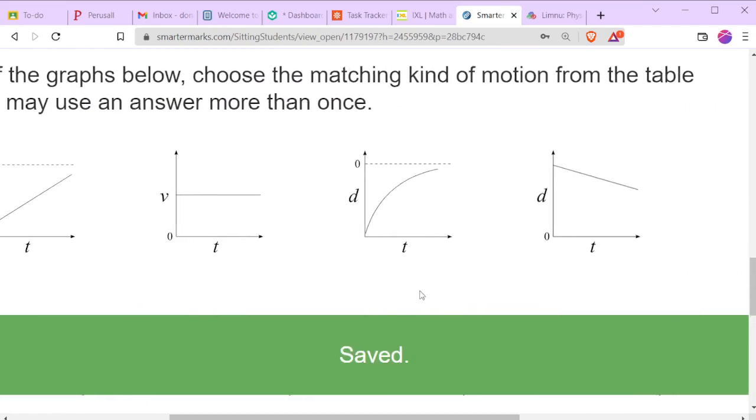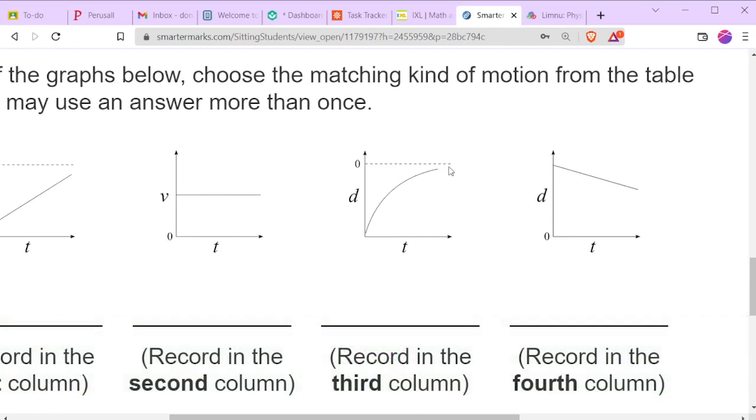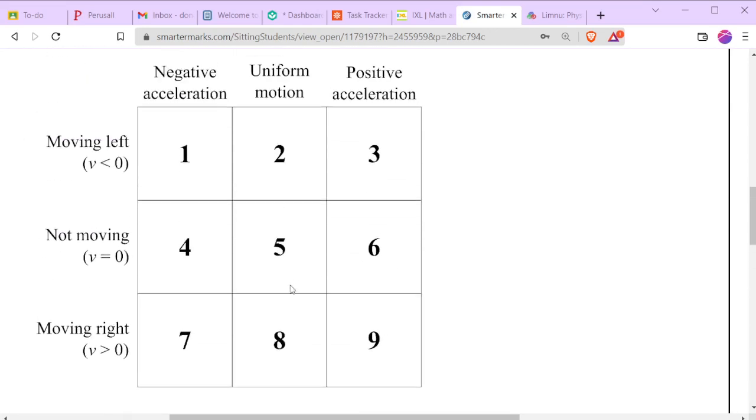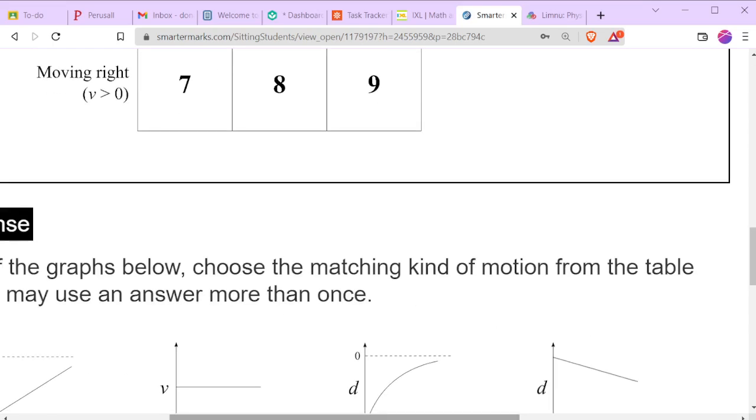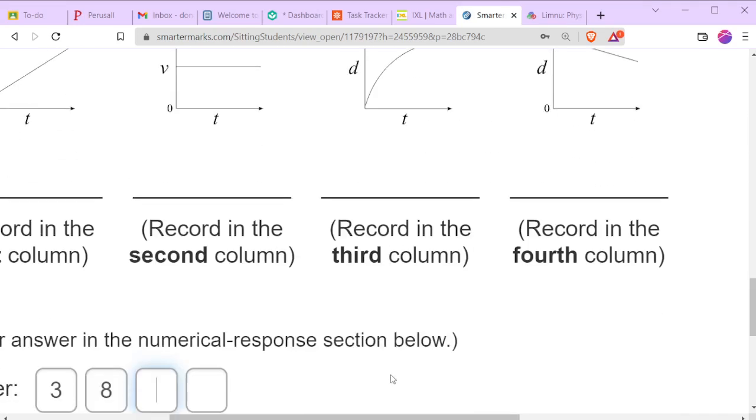Now our third one. Now this is curved. So there is some acceleration involved here. Our displacement is negative the entire time, but it's getting less negative. So this is to the left of the origin, but moving to the right. And it's decelerating as we're getting there. So it is moving to the right, which puts it in the bottom row, but it's negative acceleration because our positive velocity keeps decreasing. So this is a 7.